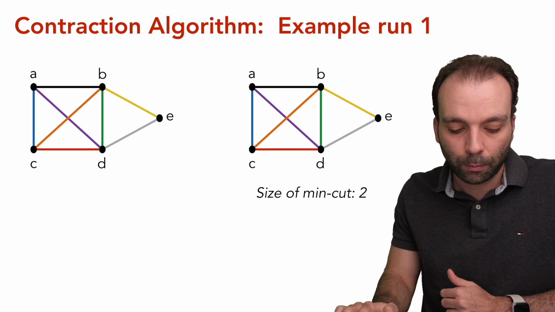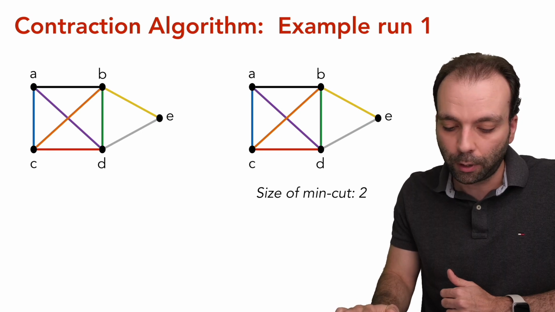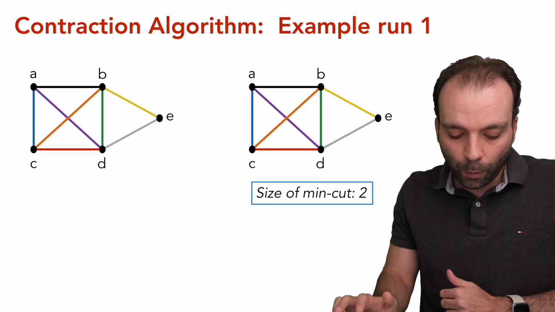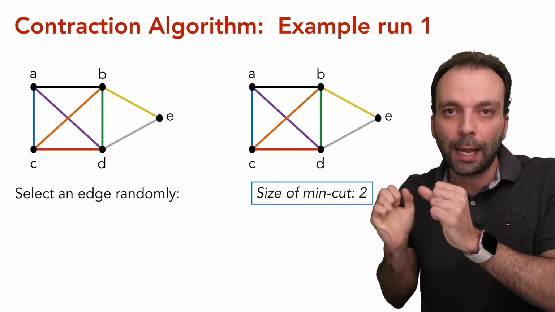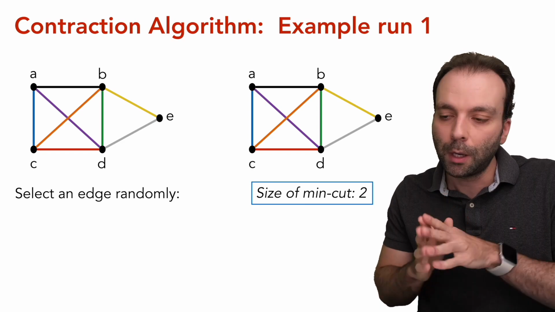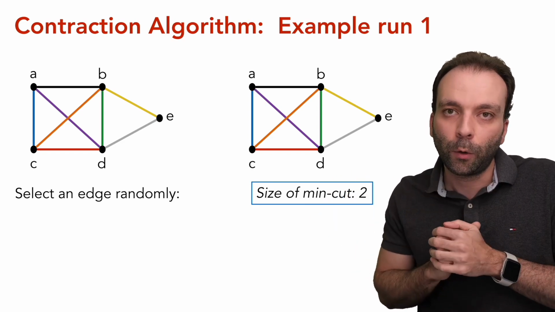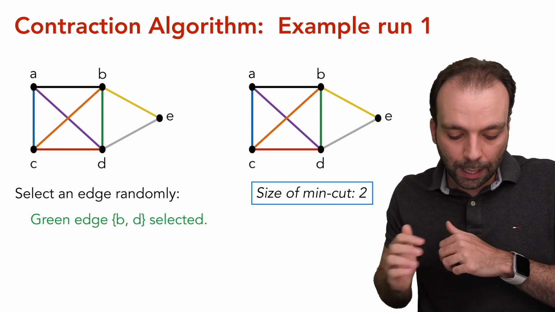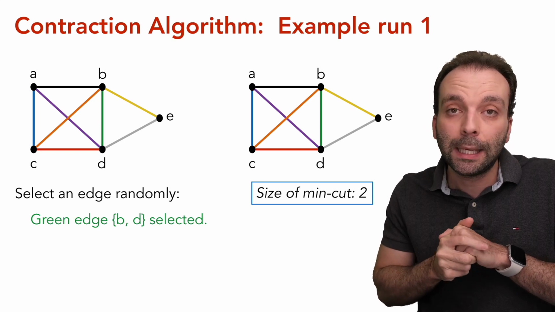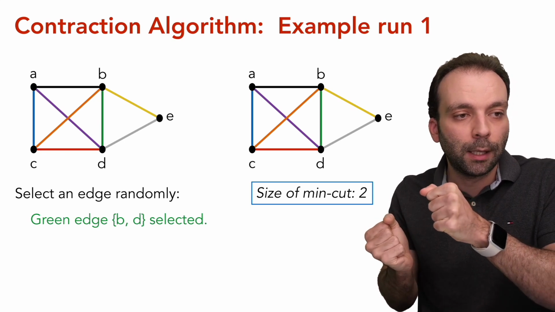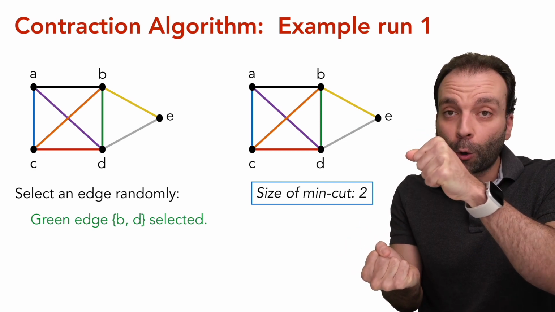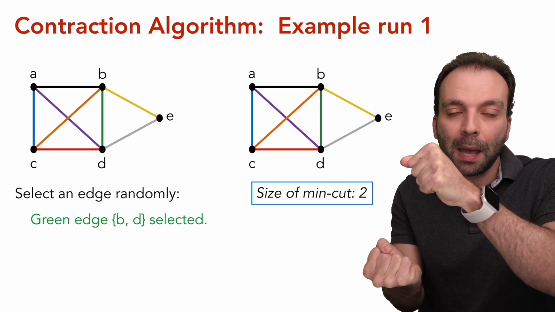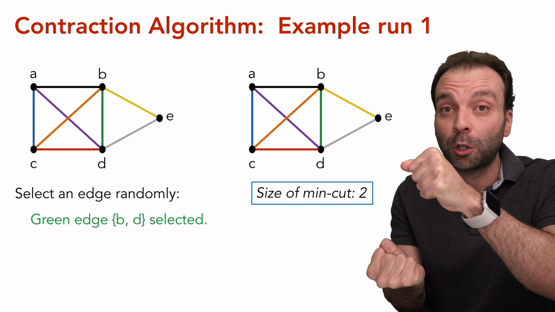Now let me show you this contraction algorithm. We're going to select an edge uniformly at random, since it's a randomized algorithm. Maybe that edge is the BD edge, the green edge. Now you have B and you have D, and what we're going to do is called contraction, because the main operation in the algorithm is a contraction operation.